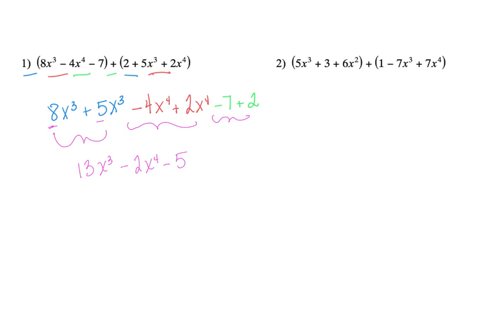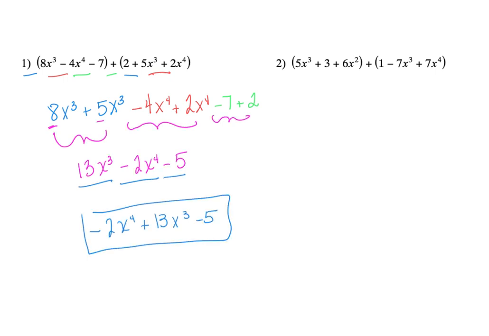And then for polynomials, you would have talked about this in Algebra 1. You want to list them highest exponent down to your lowest exponent. This is considered standard form. So when you add or subtract polynomials, you are simply combining the like terms and then putting them in standard form. So go ahead and work on number 2.